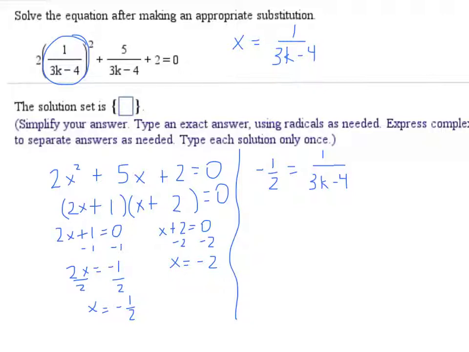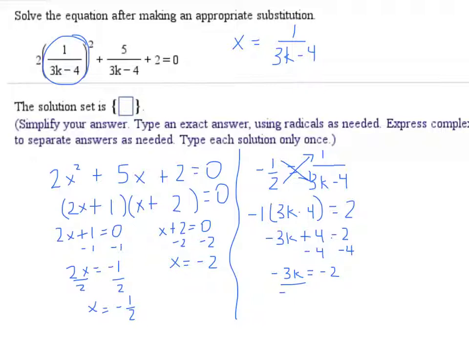So, if I leave my negative 1 with the numerator and cross multiply, negative 1 times 3k minus 4 is equal to 2 times 1. So I'm going to distribute my negative 1 and make it negative 3k plus 4 is equal to 2, and then I will solve. So if I subtract 4 from both sides, I have negative 3k is equal to negative 2, and then divide by negative 3. So k will be 2/3.